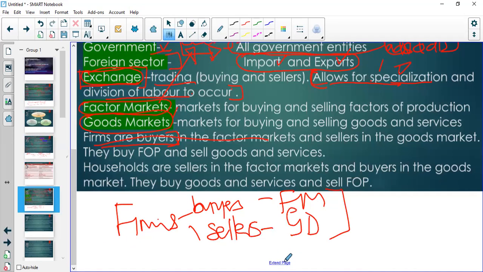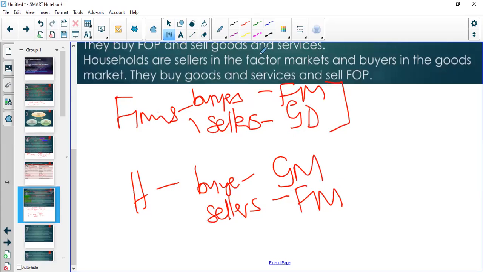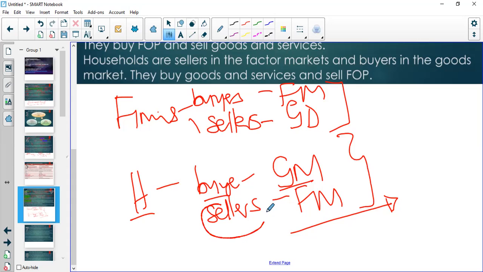Whereas households are going to be buyers because they buy goods in the goods market. And they're going to be sellers because they sell resources they own. So they sell in the factor market, then they buy in the goods market. So these are things that need to be very clear to you in your understanding. All right. So remember what households buy in the goods market, what the households sell in the factor market, what is it that firms buy in the factor market, what is it they sell in the goods market.